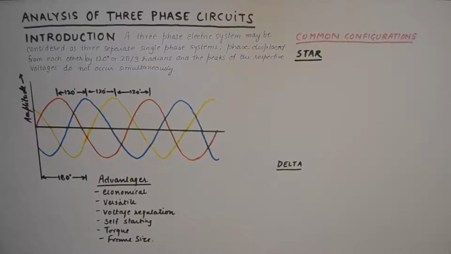Now, three-phase circuits are more complicated than a single-phase circuit for sure, but they provide numerous advantages over a single-phase electrical system, and we are going to discuss that. We are going to see how complicated things become when we migrate from a one-phase circuit to three-phase circuits. The definition of a three-phase circuit is that it may be considered as three separate single-phase systems.